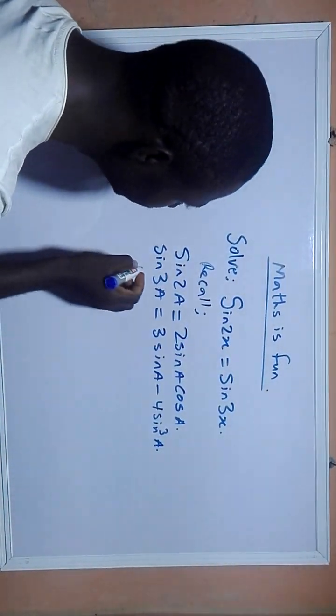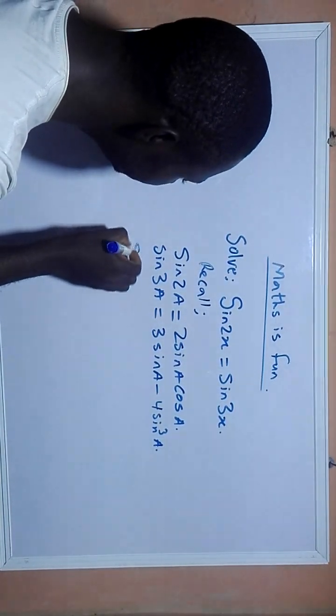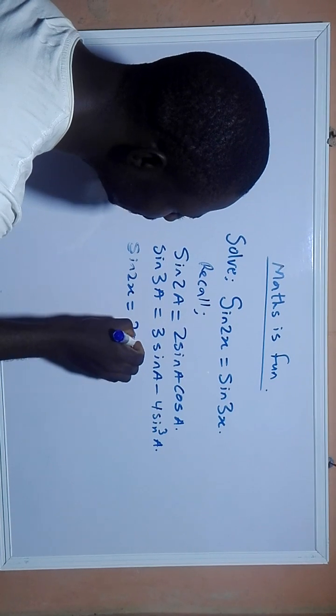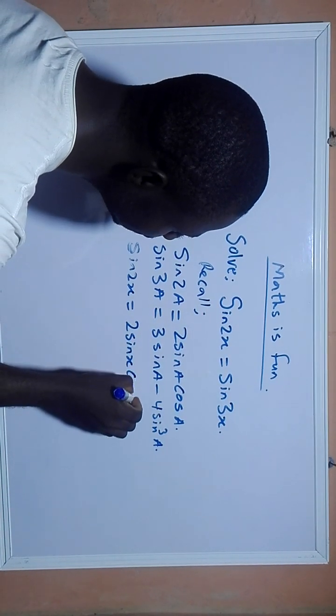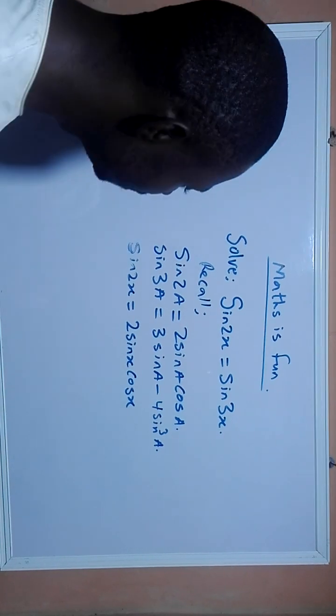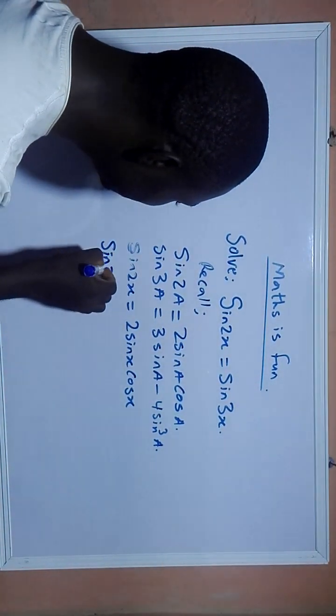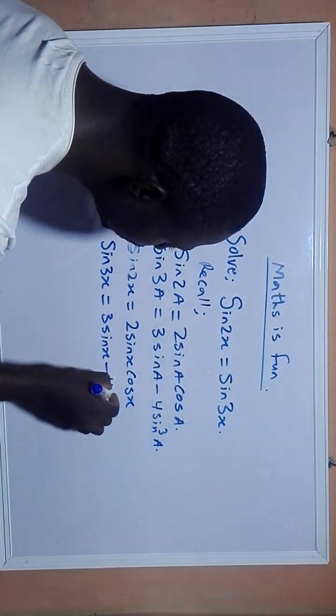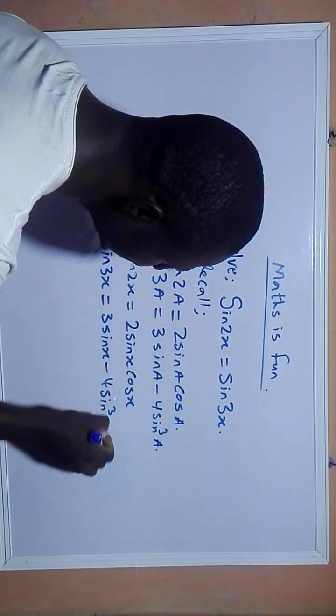So now let's move. Sine 2x will be what? 2 sine x cos x. That's what you have. Then sine 3x will be what? 3 sine x minus 4 sine cube x.